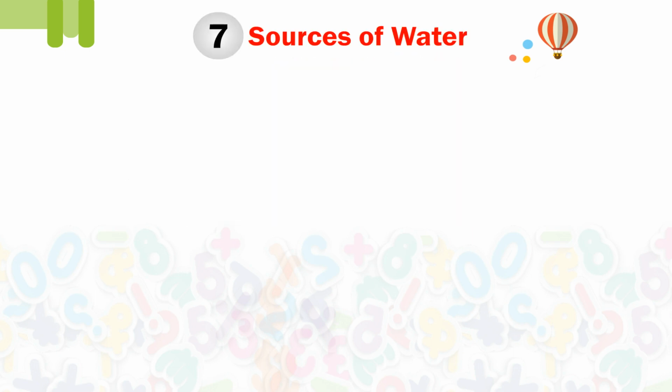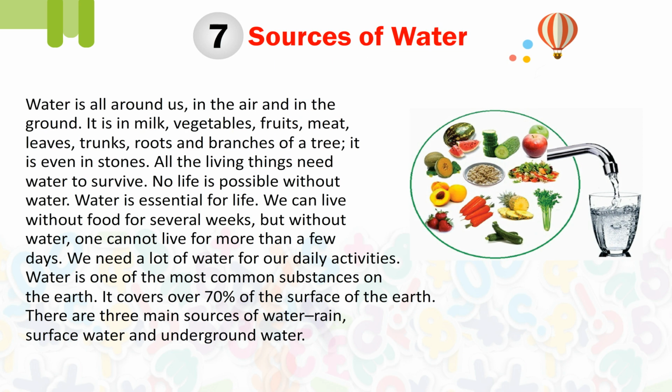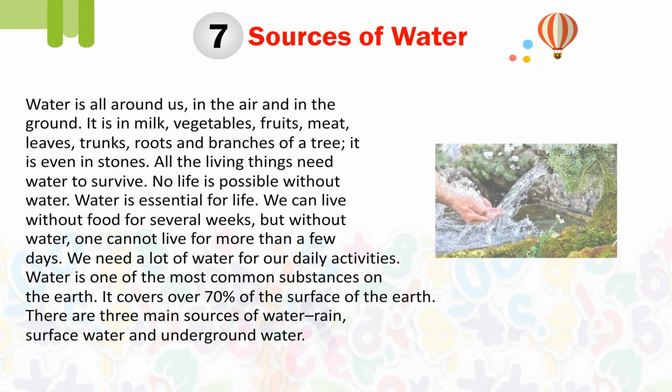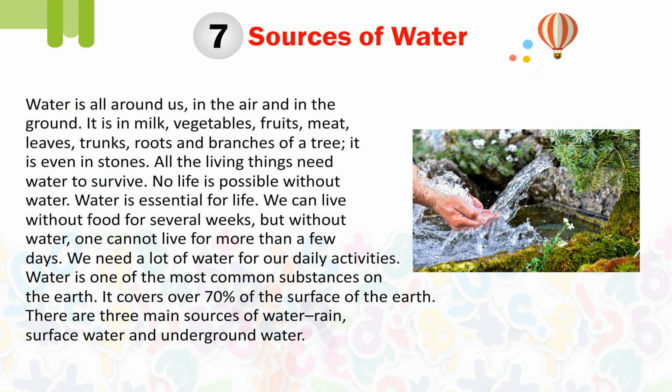Chapter 7: Sources of Water. Water is all around us, in the air and in the ground. It is in milk, vegetables, fruits, wheat, leaves, trunks, roots and branches of a tree. It is even in stones.